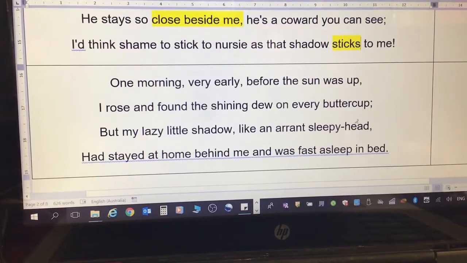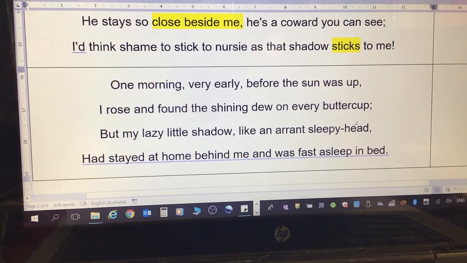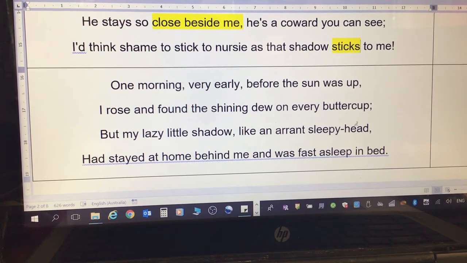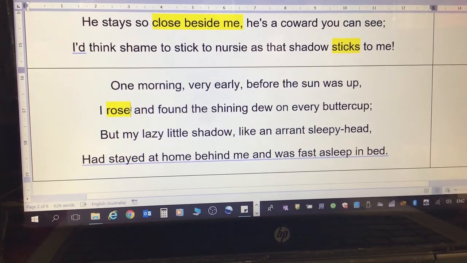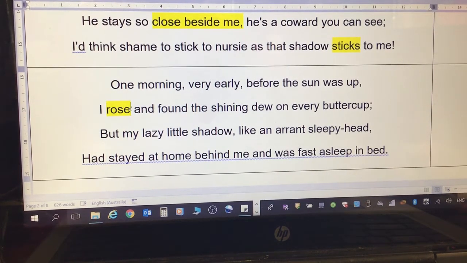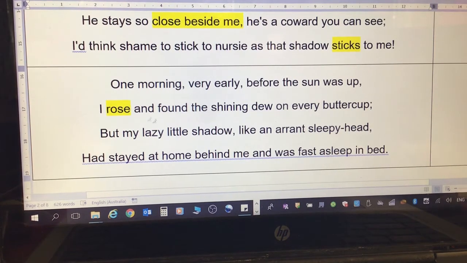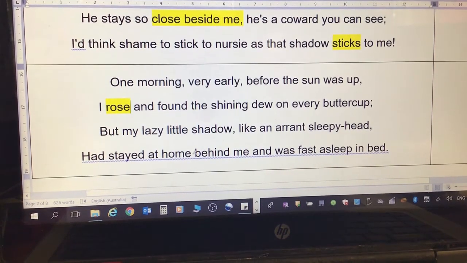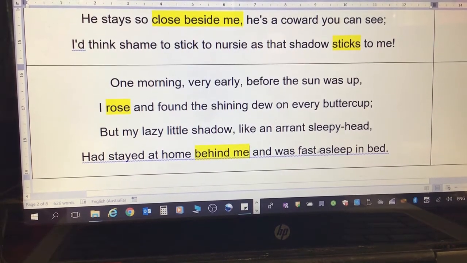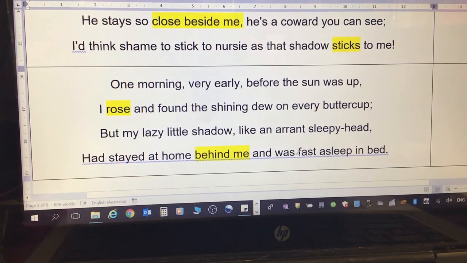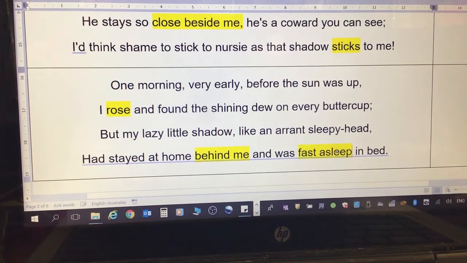What about the next verse? "One morning very early, before the sun was up, I rose and found the shining dew on every buttercup." I rose. Maybe you could use that idea in your story. "But my lazy little shadow, like an arrogant sleepy head, had stayed at home behind me and was fast asleep in bed." What about the word behind me, and use that in your dance? And here's another verb or action word, fast asleep.